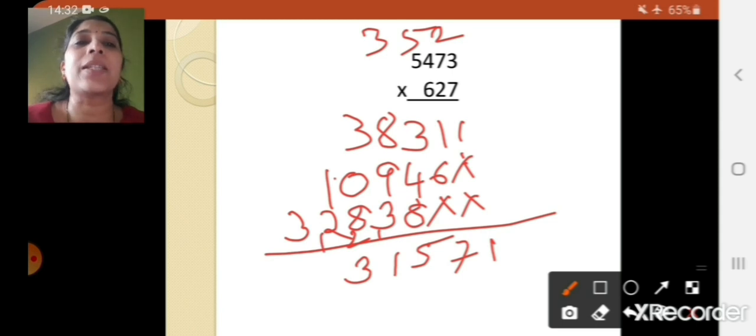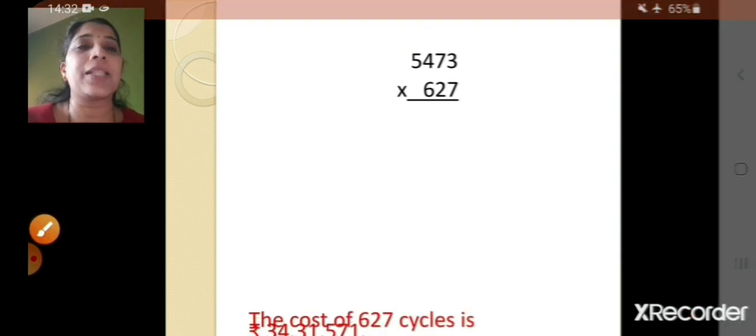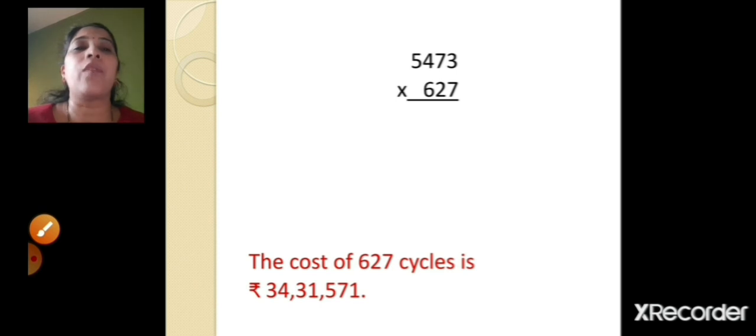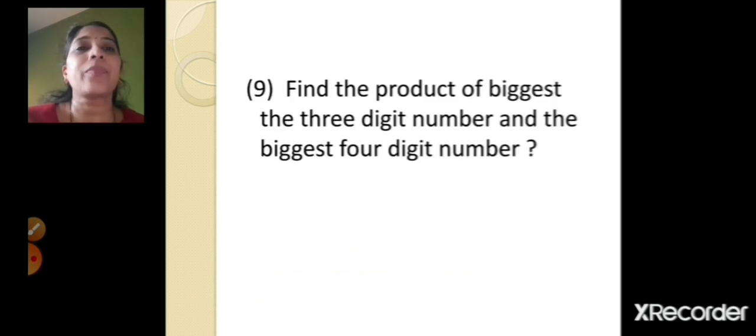2 plus 1 is 3 plus 1 is 4. So and 3 as it is. So you get the answer as 34,31,571. So you will write the answer, children, that the cost of 627 cycles is rupees 34,31,571. Now let's move to the next sum.